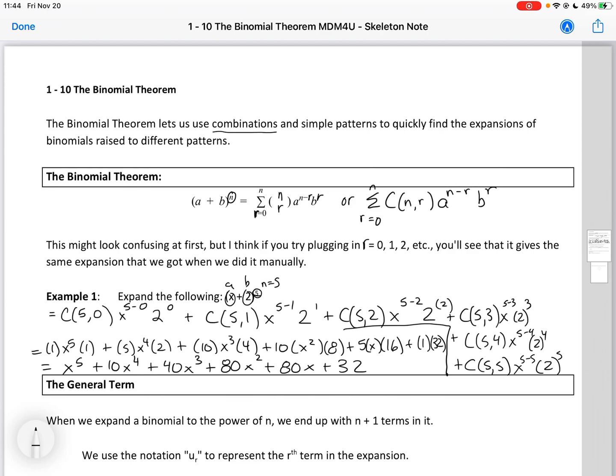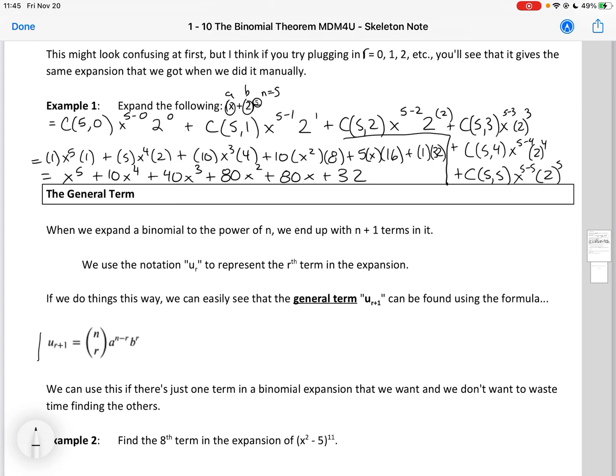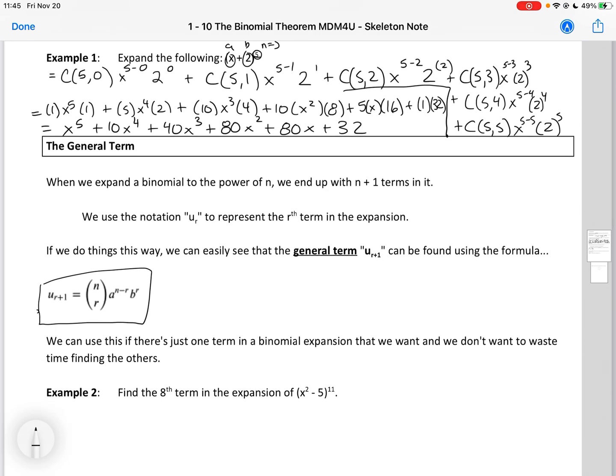The other thing that we can do is we can actually find a particular term of the binomial expansion, which can be important in determining the trends of a function or how a particular graph or distribution is going to behave. So we can use this expression to find the r plus 1 term. So we can use this if there's just one term in a binomial expansion that we want. So here we're going to find the 8th term in the expansion of (x^2 - 5)^11.